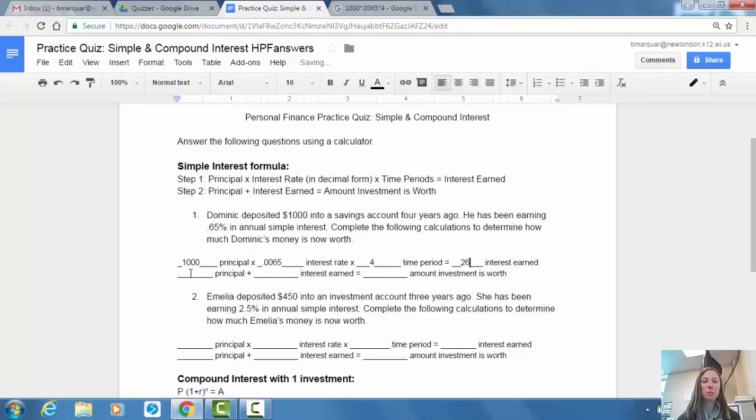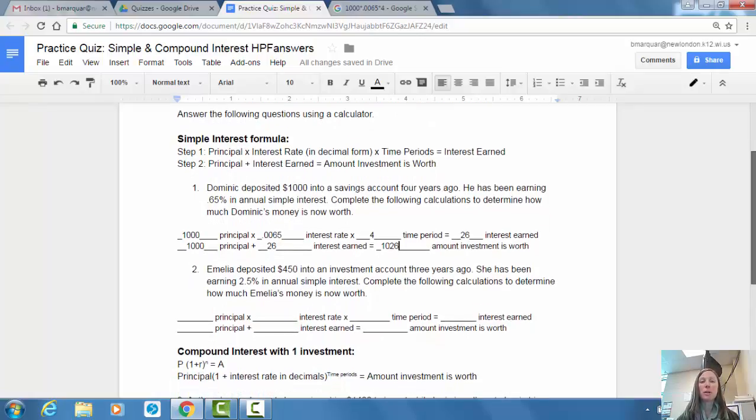So now I do principal, which is the beginning number again, 1,000 plus 26 gives me a total amount my investment is worth at the end of 4 years: $1,026. So you've made $26, not a huge amount of money, but we kind of know that with an interest rate less than 1%, it's not going to be a huge number that we're going to be earning.